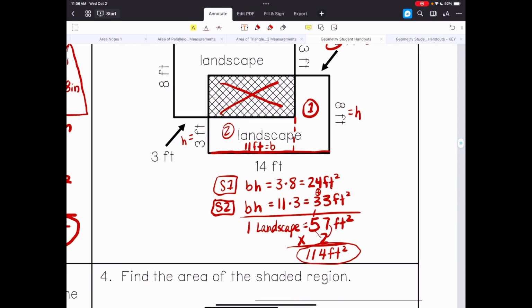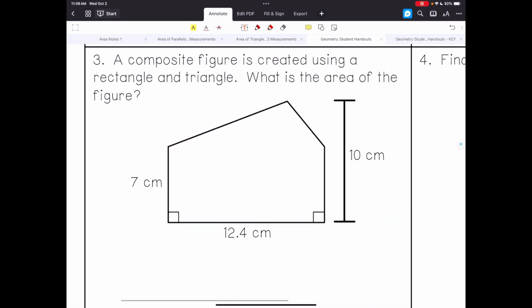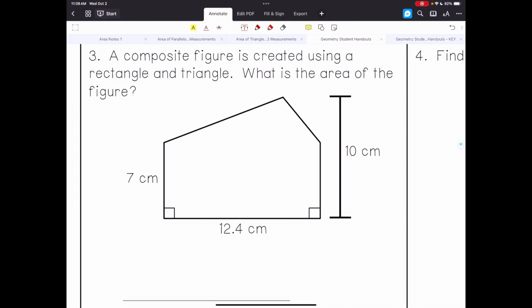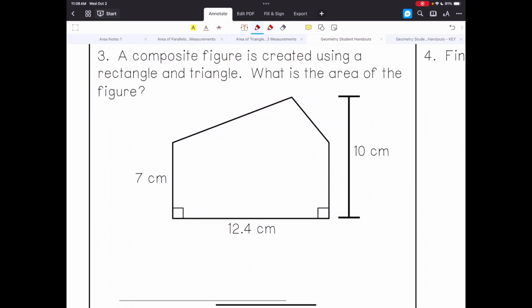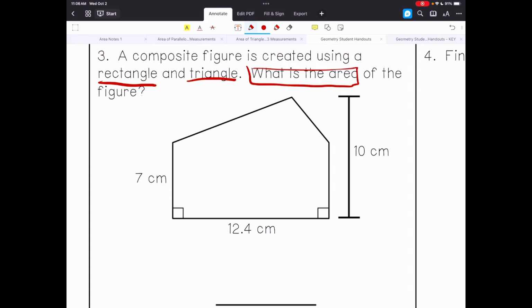Okay, let's move on. All right, this one has some decimals in it, so we're going to use our calculator to make our computing go a little bit faster. A composite figure is created using a rectangle and a triangle. What is the area of the figure? So they told us the two that we're looking for, a rectangle and a triangle.